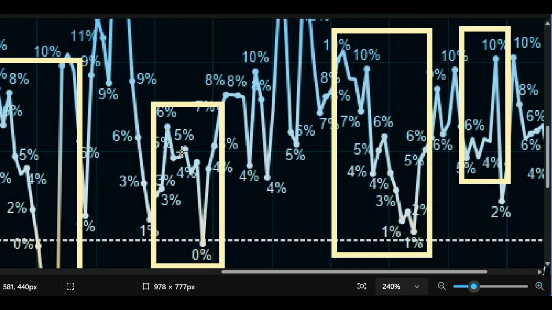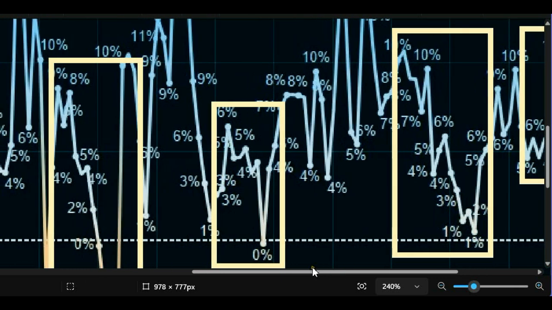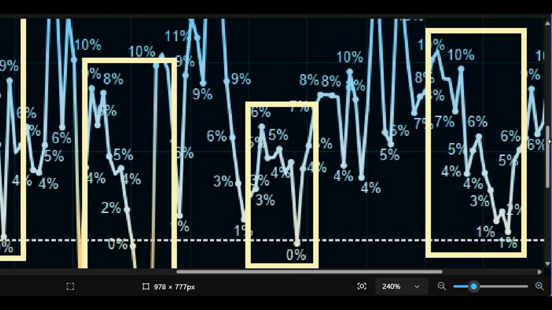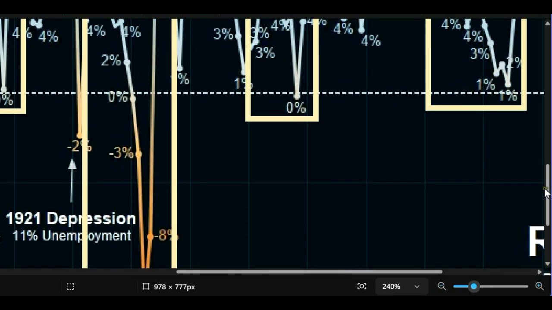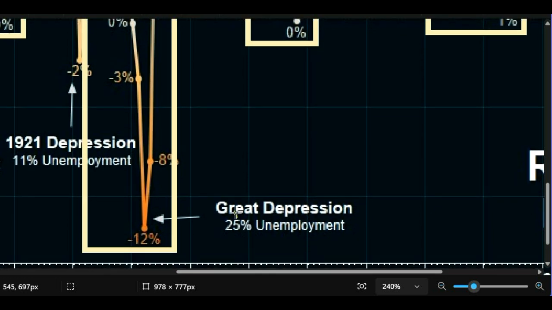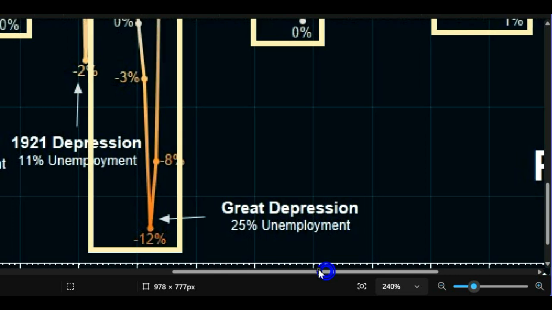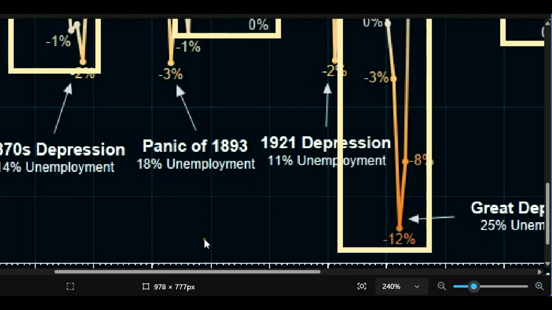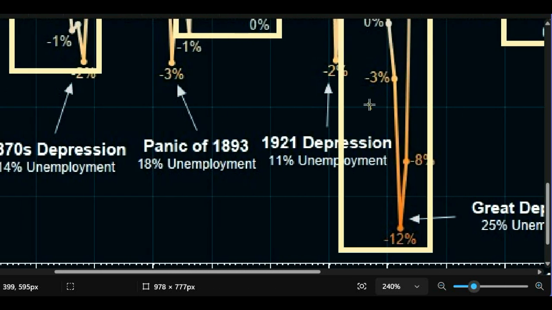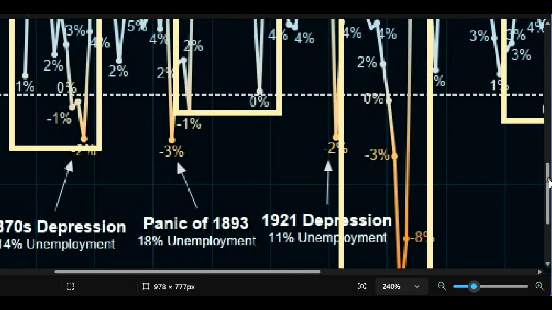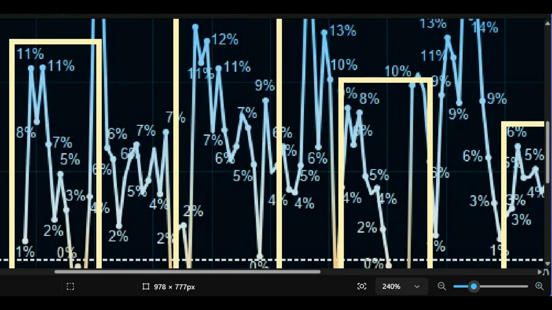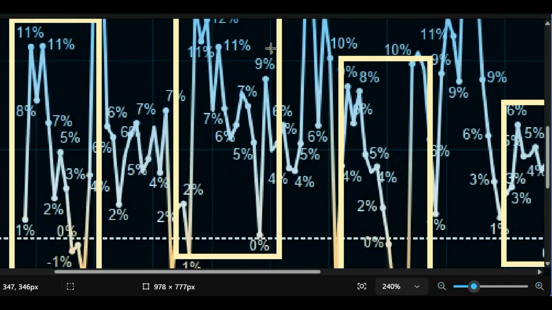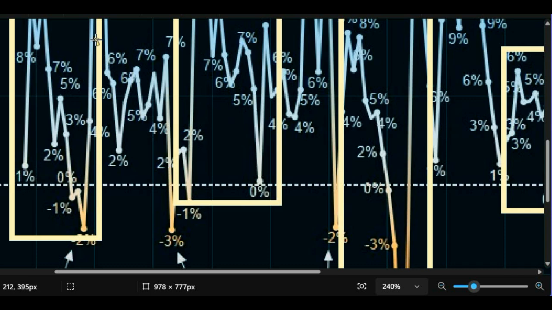Again, when you find the form here, okay, that's a market turn. When you find the form here, that's a market turn. You find the form here, that's a market turn. You find the turn here. That's a market turn. And if you find a form here, that's a market turn. All right.